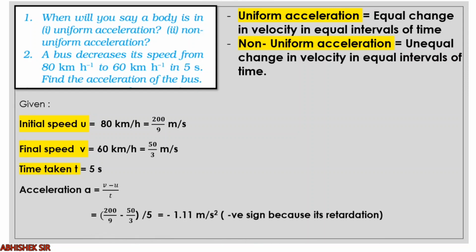Putting all the values of v, that is 200 by 9 minus 50 by 3 upon 5, that is our time, the final answer after simplification you will get as minus 1.11 meter per second square. If you see the question carefully, the bus is decreasing the speed. That means negative sign will come because decrease in speed happens because of retardation.